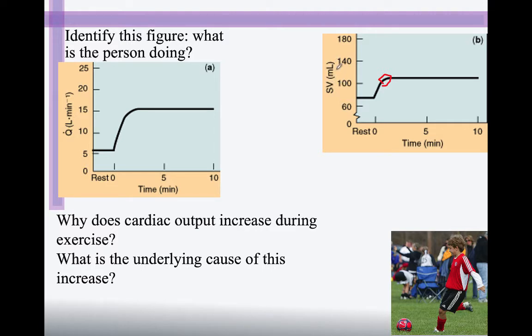And notice that the units aren't quite right. They should be stroke volume in milliliters per beat, and we start at roughly 70 milliliters per beat and go up to about 110 milliliters per beat.